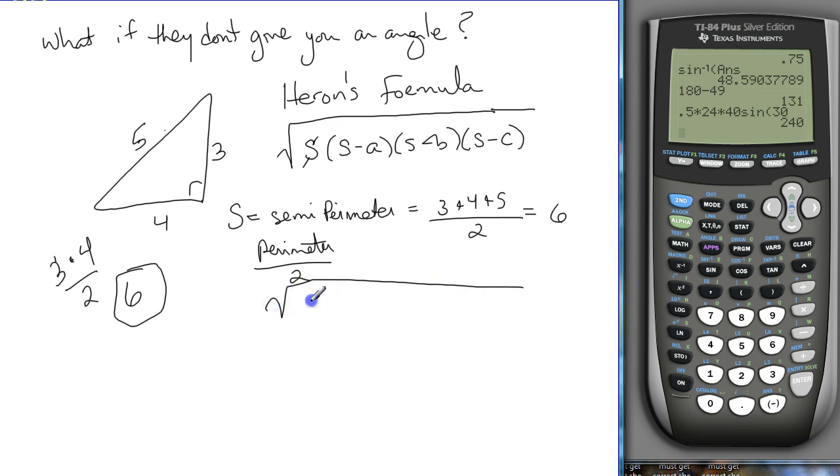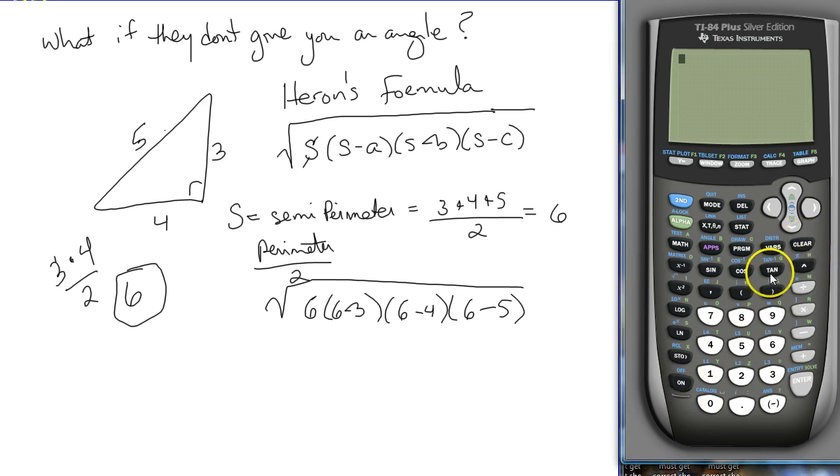So now this is what's going to be my parentheses here, right? 6. And then I subtract each side off of it. So it'll be 6 minus 3, 6 minus 4, 6 minus 5. And you're like, this is nuts. There's no way this is going to work. It works perfect.